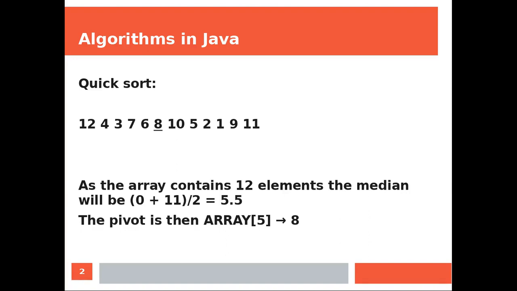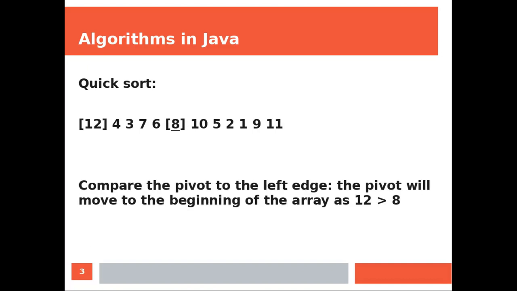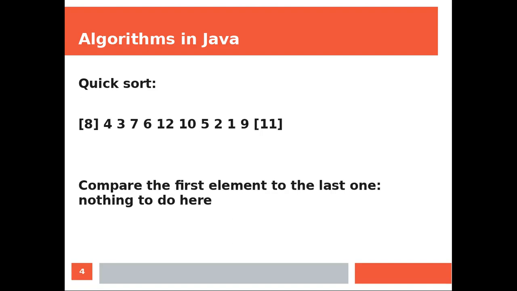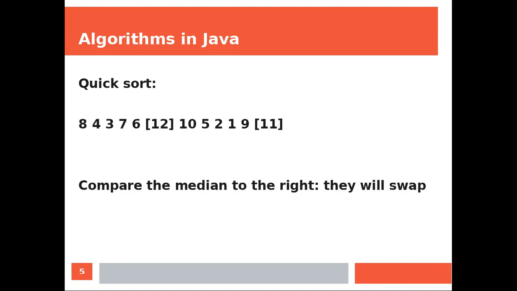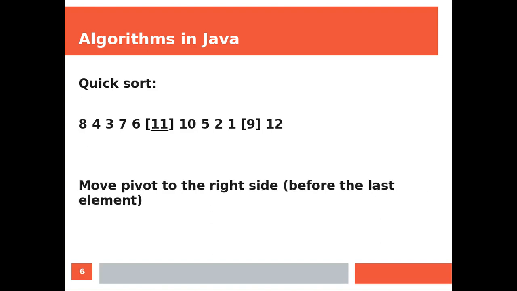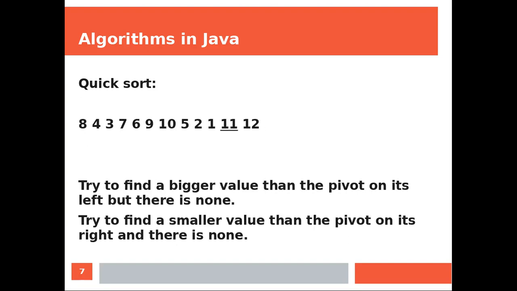Example. As the array contains 12 elements, the median will be sitting at index 0 plus 11 divided by 2, so index 5, because we don't care of the fraction. Compare the pivot to the left edge. The pivot will move to the beginning of the array as 12 is bigger than 8. Compare the first element to the last one. Nothing to do. Compare the median to the right. They will swap. Move the pivot to the right side, just before the last element.